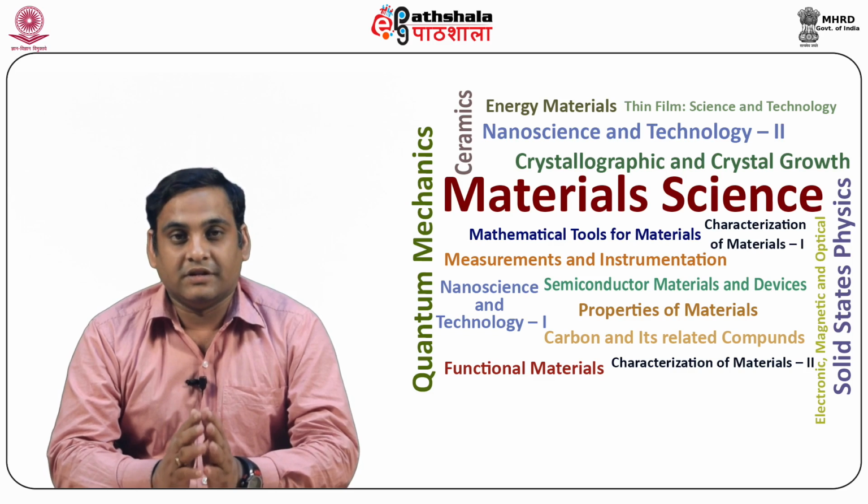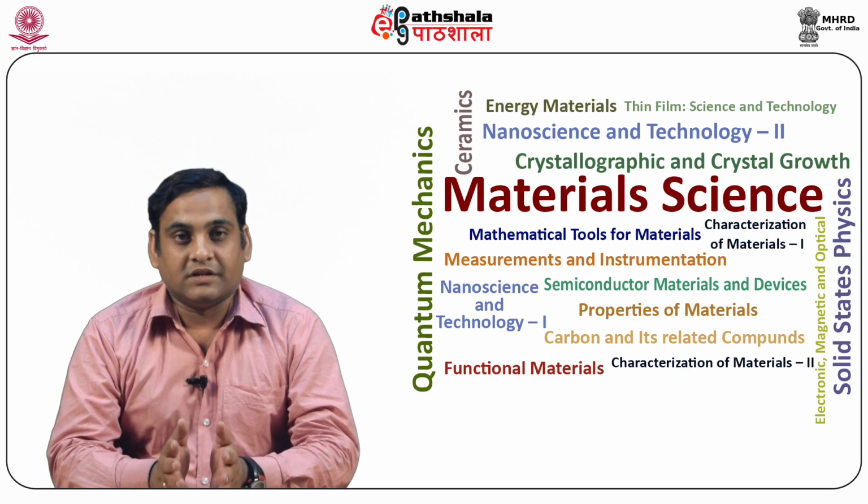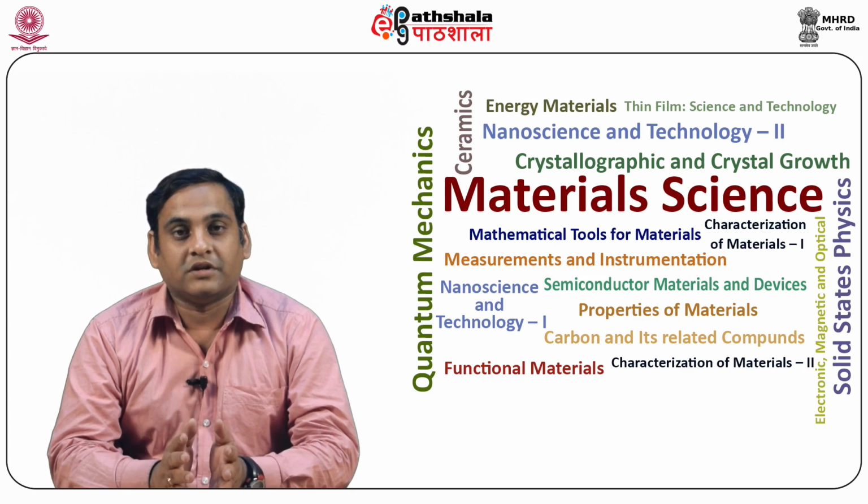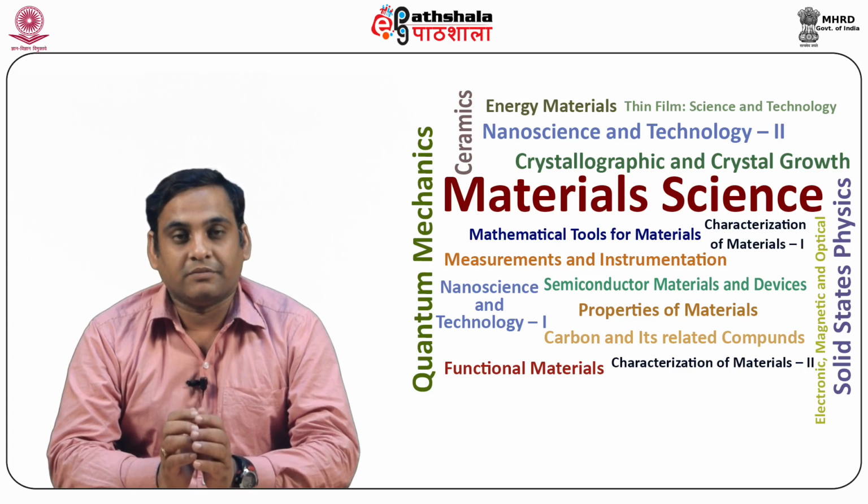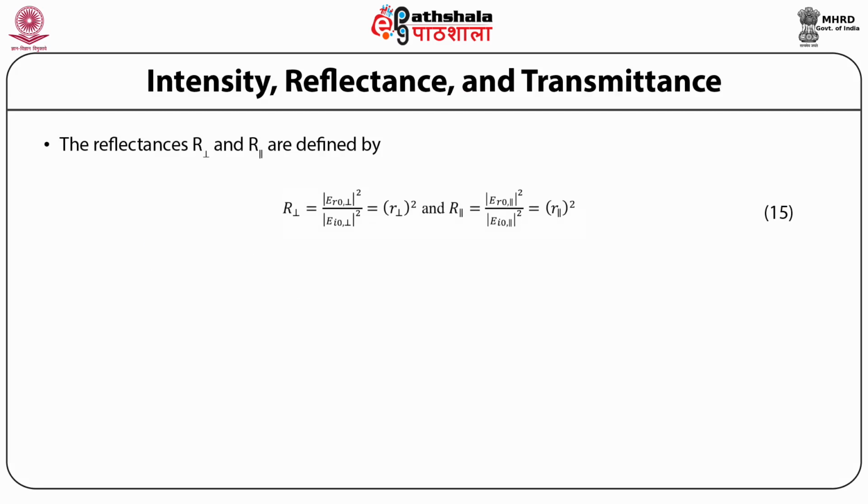Reflectance R measures the intensity of the reflected light with respect to that of the incident light and can be defined separately for electric field components parallel and perpendicular to the plane of incidence. The reflectance R perpendicular and R parallel are defined by R perpendicular is equal to modulus of ER0 perpendicular square divided by modulus of EI0 perpendicular square, which is equal to r perpendicular square, and R parallel is equal to ER0 parallel square divided by EI0 parallel square.